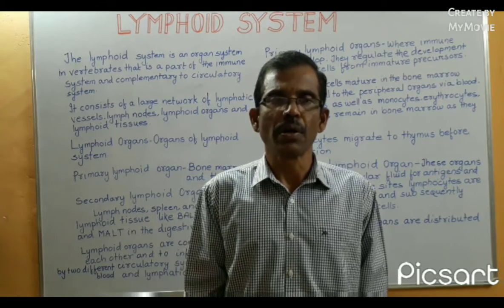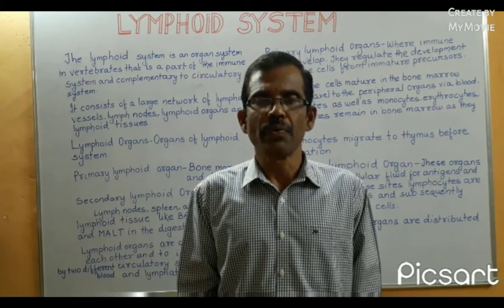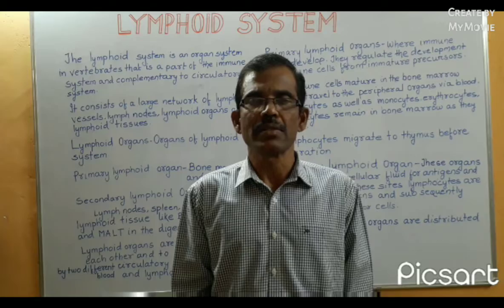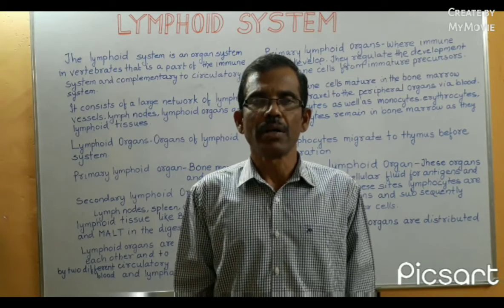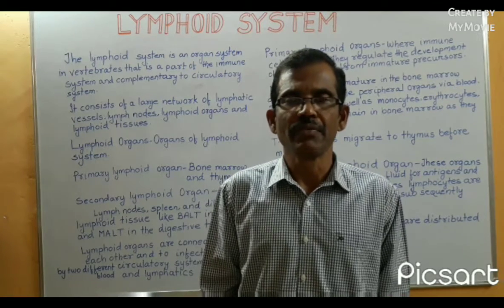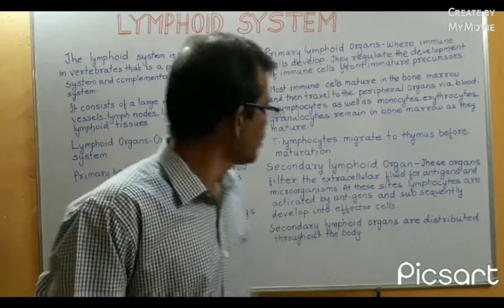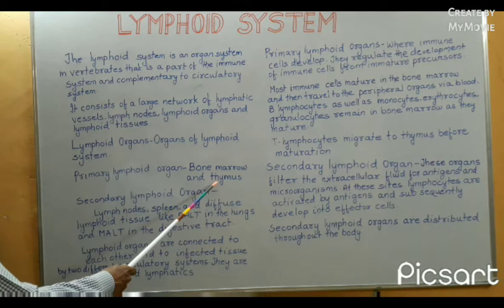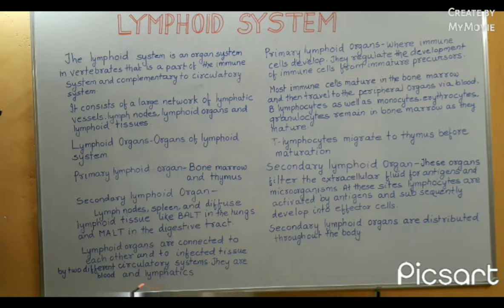What is lymphoid organ? The organs of the lymphoid system are known as lymphoid organs. The lymphoid organs are of two different types. One is primary lymphoid organ and the other is secondary lymphoid organ. The primary lymphoid organs include bone marrow and thymus, whereas the secondary lymphoid organs include lymph nodes, spleen and diffuse lymphoid tissue like BALT in the lungs and MALT in the digestive tract.